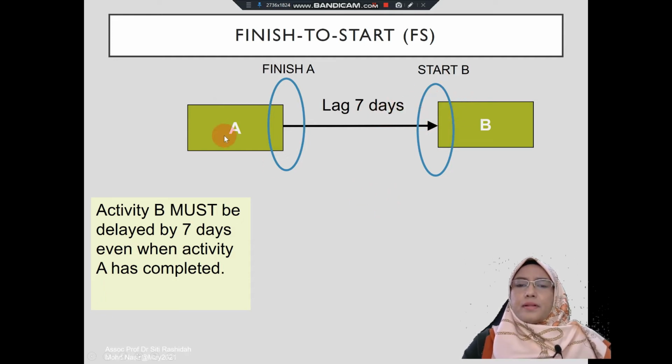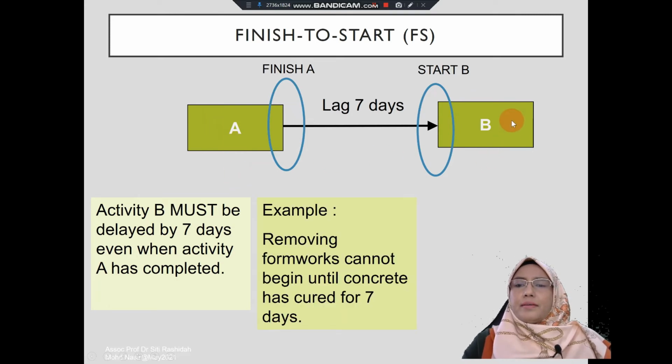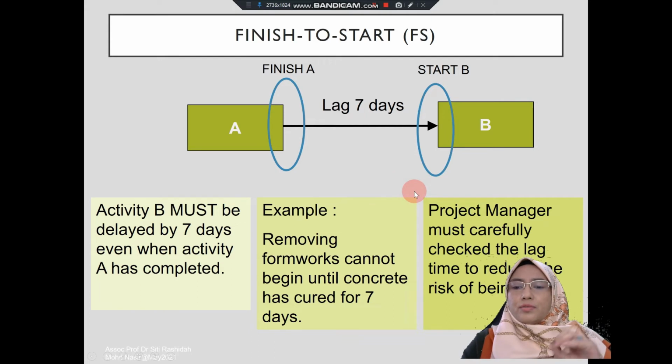Take for example, activity A is concreting and activity B is removing of the formwork. In order to remove the formwork, we need to wait for 7 days. That is why we put a lag of 7 days, which is finish to start 7 days. So it is very important for the project manager to carefully check the lag time to reduce the risk of being late in the project.